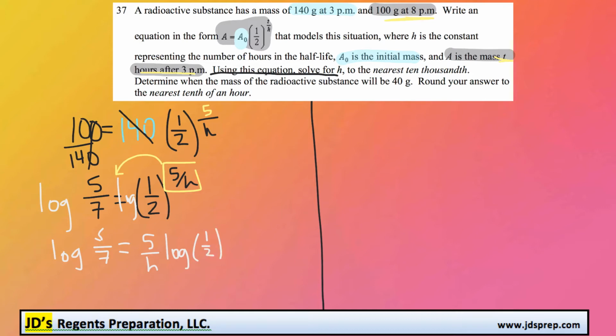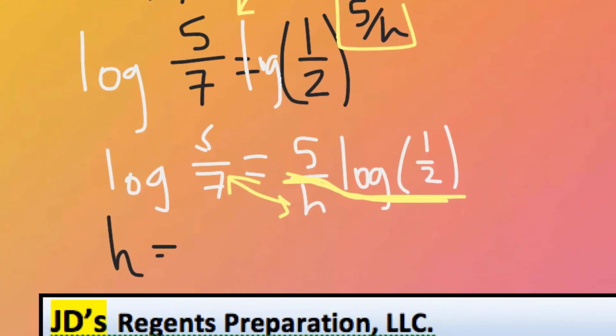So now we just need to isolate H completely. One thing we can do is imagine on the right-hand side, this is one long fraction, right? Where the numerator is 5 log 1/2, and our denominator is H. So what we can do is essentially flip the position of H and log of 5/7, and by doing that, we'll now have H completely isolated. So we'll have that H is equal to, I'm just going to zoom in here because I'm running out of space. So H is going to equal 5 log of 1/2 over log of 5/7.